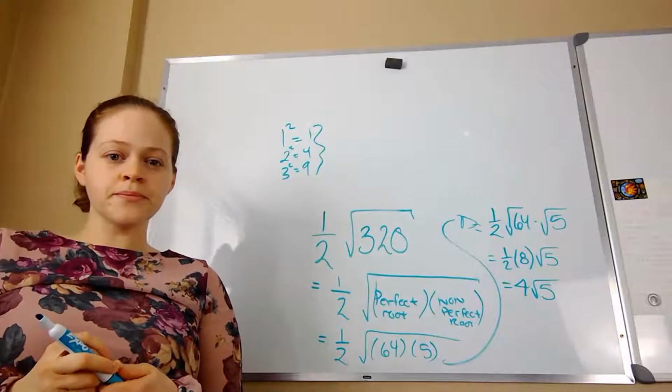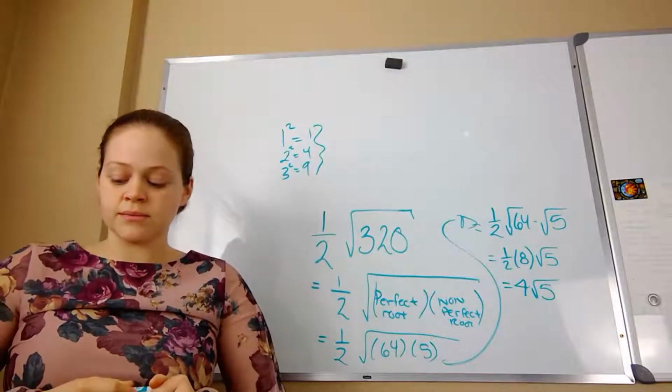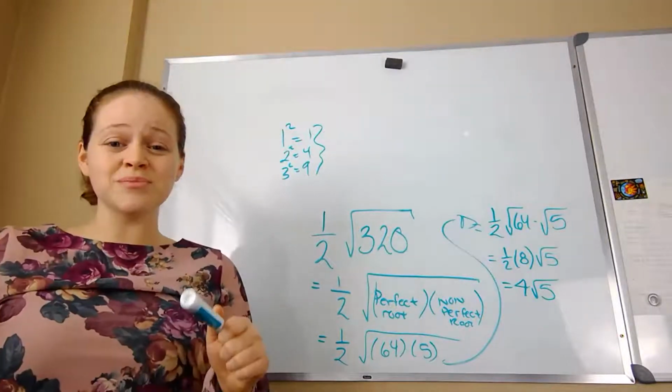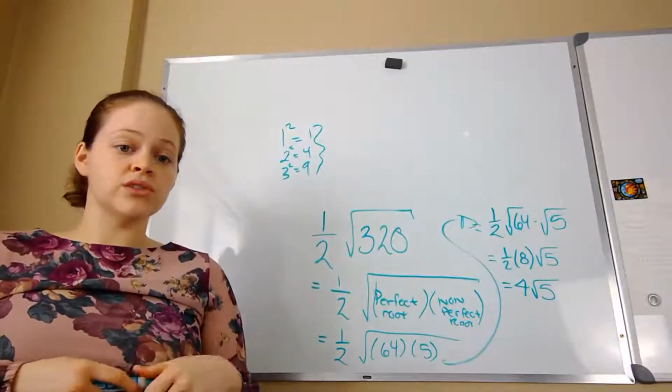Does that make sense? So when you're putting radicals into mixed form, you're always looking for the highest perfect root, square root, that will go into the number.